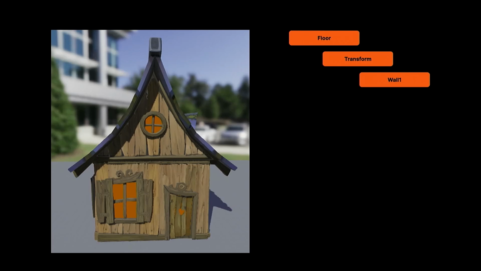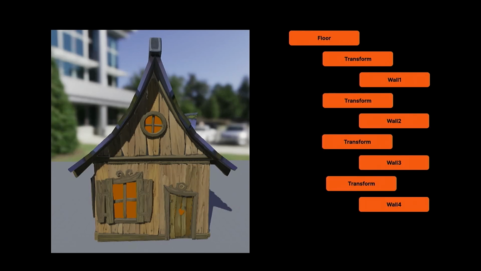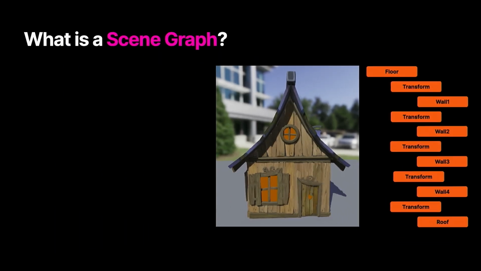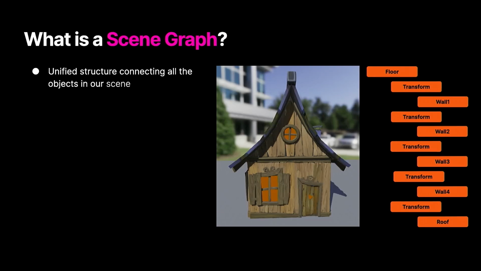And you could structure that as a series of nodes. You have a floor with a transform and the walls underneath that. Then I'm probably going to add a bunch of other walls. And finally, I'm going to add a roof on top. So this structure that we've built, this tree or graph, that is what we're calling a scene graph here. So it's a unified structure for connecting all of the objects within our scene.